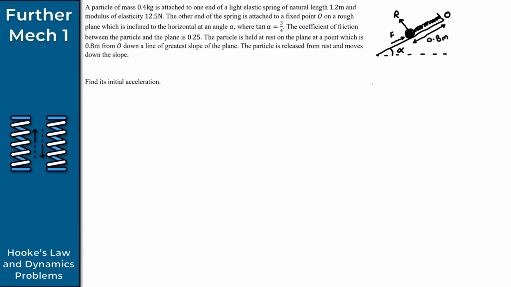What else are we missing here? Basically, we're told the natural length of the spring is 1.2 meters. So what I've got here is a compression. The spring is compressed, and in that case, what we've got is a thrust force. So the thrust force will act down the plane.